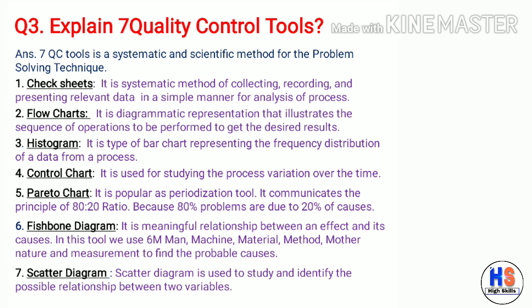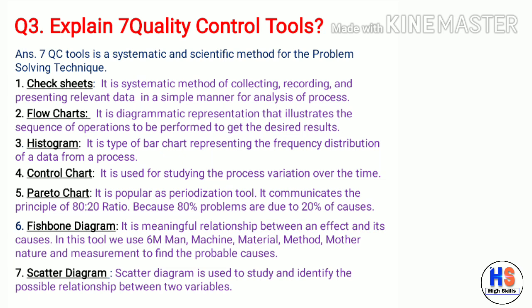What are check sheets? It is a systematic method of collecting, recording and presenting relevant data in simple manner for analysis of process. What are flowcharts? It is diagrammatic representation that illustrates the sequence of operations to be performed to get the desired results. What is histogram? It is type of bar chart representing the frequency distribution of data from a process.